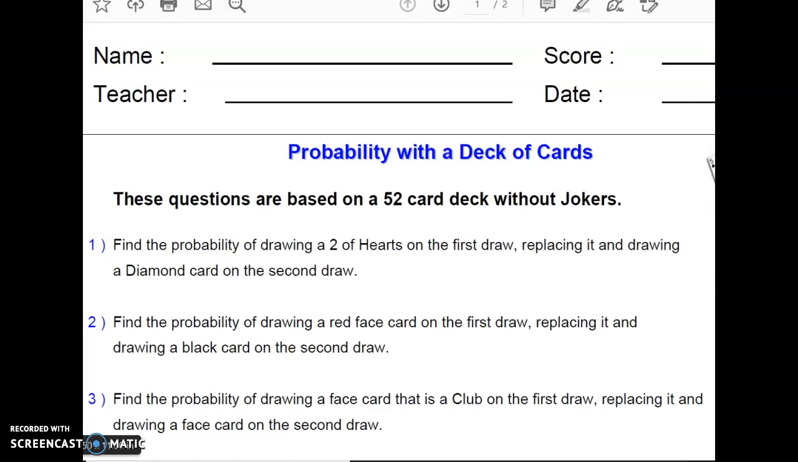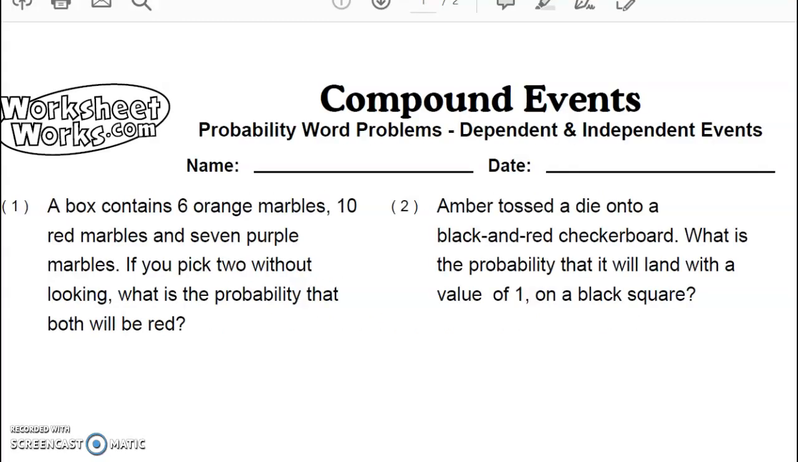So the hard part is just figuring out, is this independent or dependent? And what's the conditional probability of that second term? That just means what's the probability given that the first thing happened? Once you find those two probabilities, again, you just multiply them.